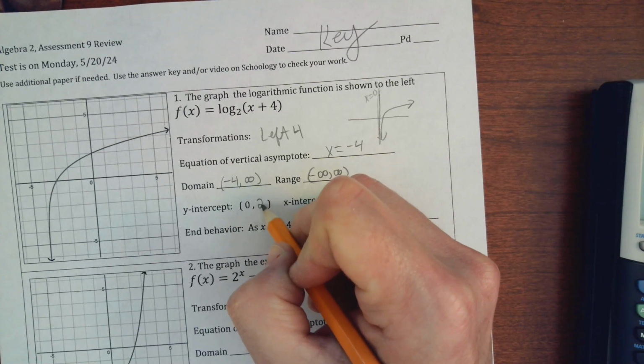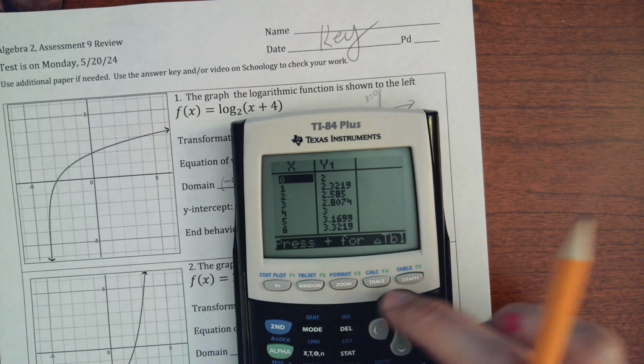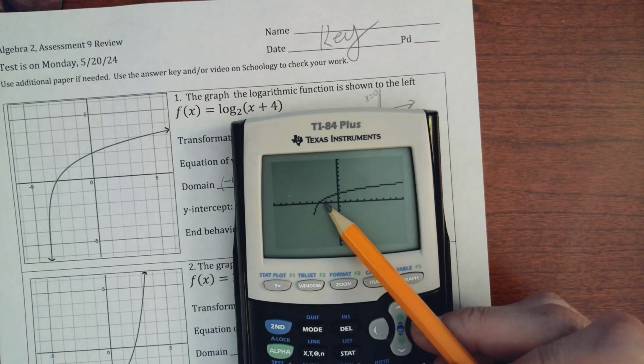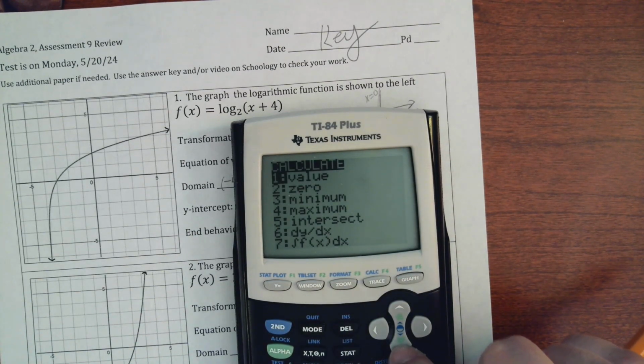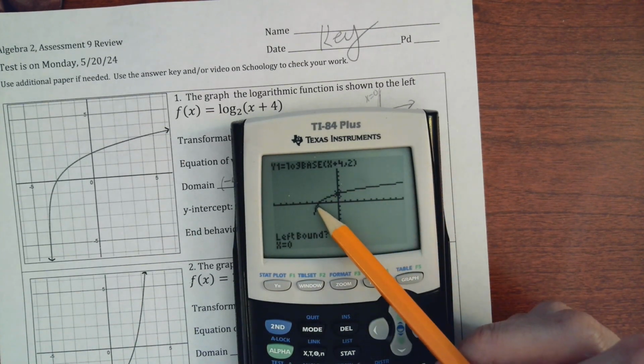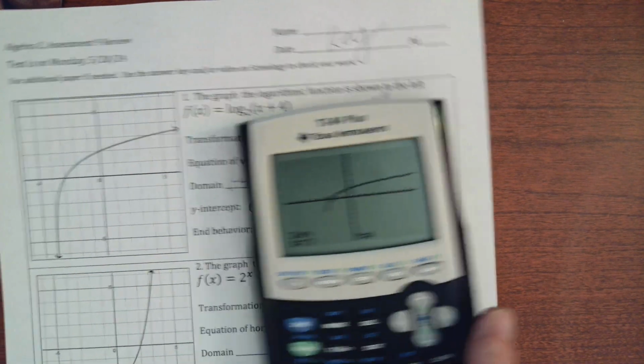So 0, 2. My x-intercept, on the other hand, might not be as easy, so let's go back to the graph. It looks like it's at -3, so I'm going to do second trace or calc, number 2, zero. I'm going to tell the calculator to start at -4, enter, then stop at, let's say, -2. So look between -4 and -2. He puts this little arrow and looks right in this area to find that x-intercept. I just press enter. I do not want to guess. All right, -3, 0.